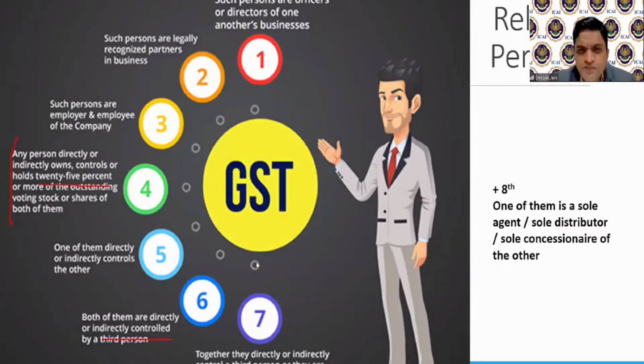And the eighth definition which is included is that one of them is a sole agent or sole distributor of the other, not any agent. Once we have defined the definition of agent, it cannot be said that any agent is a related person. If he's a sole agent, that means he is the only agent and there is exclusivity given to him, then you will treat him as a related person. It could be a sole agent, a sole distributor, or a sole concessionaire. If any of these is there, then it will be treated as related persons. Okay.